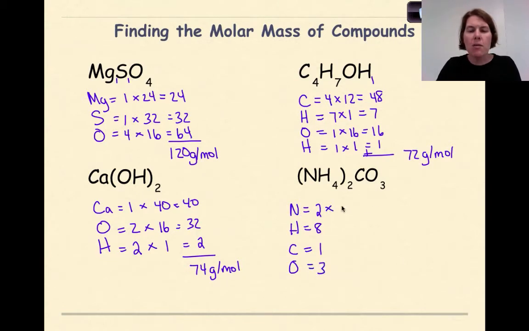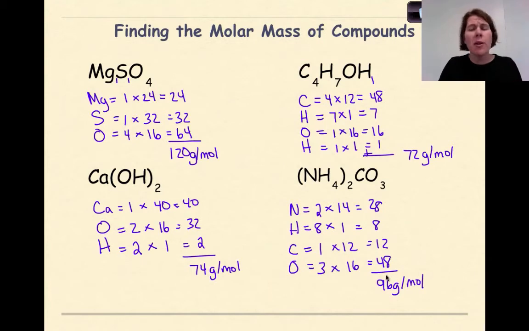The atomic mass of nitrogen is 14, so that gives me 28. Hydrogen is 1, so that's 8. Carbon is 12. And 3 times 16, that's 48, for a grand total of 96 grams per 1 mole. So that's finding the gram formula mass, the molar mass, the formula mass, the molecular mass, just in general how to find the mass of a compound.